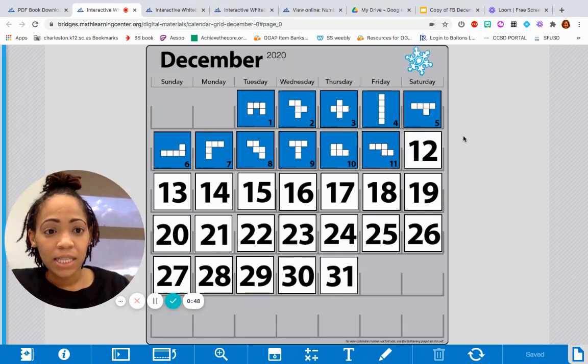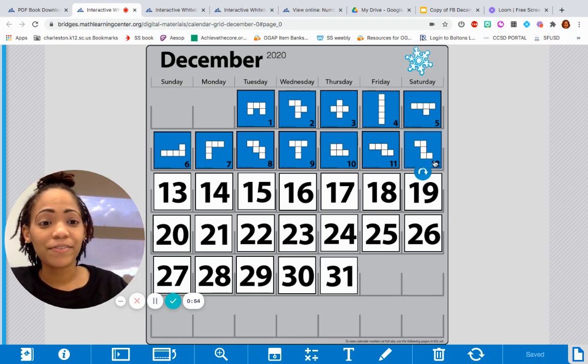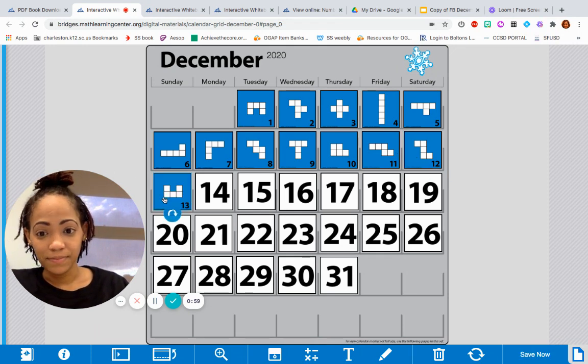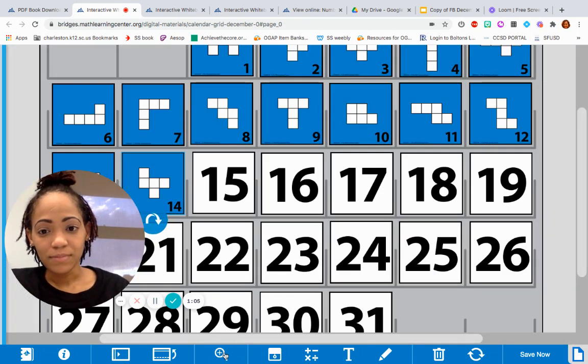So we are going to look at our Saturday marker, which still has an area of 5, and we have to figure out the perimeter. Our Sunday marker, area of 5, and we can figure out the perimeter. And then today's marker, which looks like this.